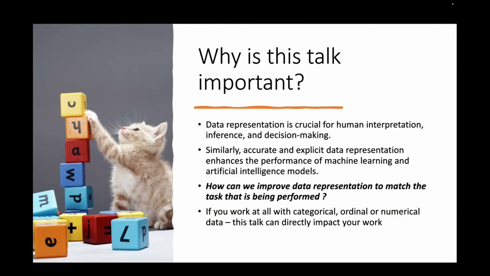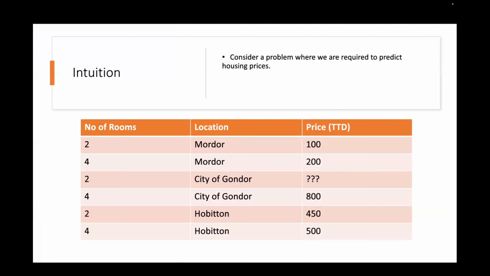So if anybody here does work with categorical, ordinal, or numerical data, the method we're going to propose here is possibly something you could use, just at the feature engineering stage, where you'd normally do normalization or any of those processes. To get intuition of how it works, we'll take a toy problem: consider predicting housing prices, very common when doing linear regression. We have the number of rooms, the location, and then the prices.